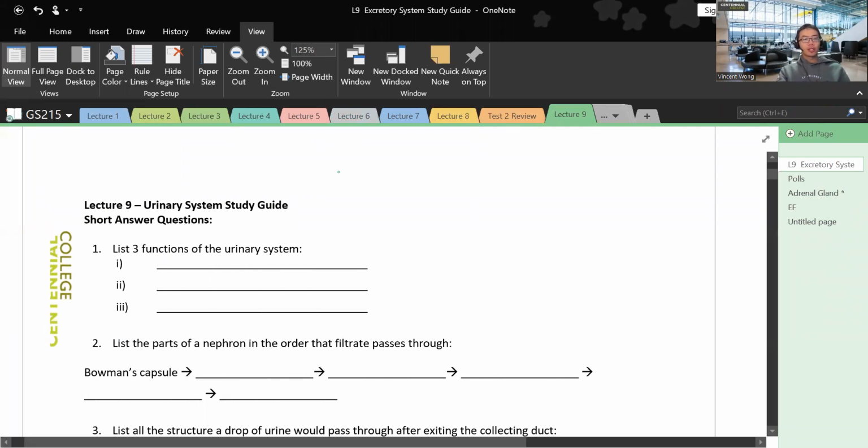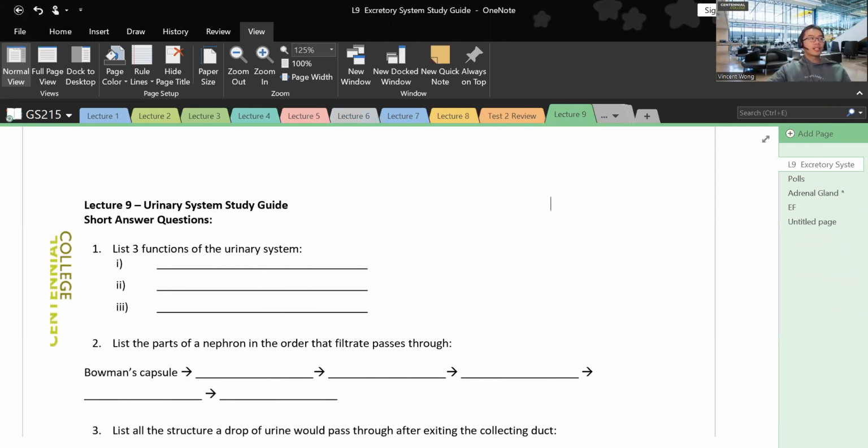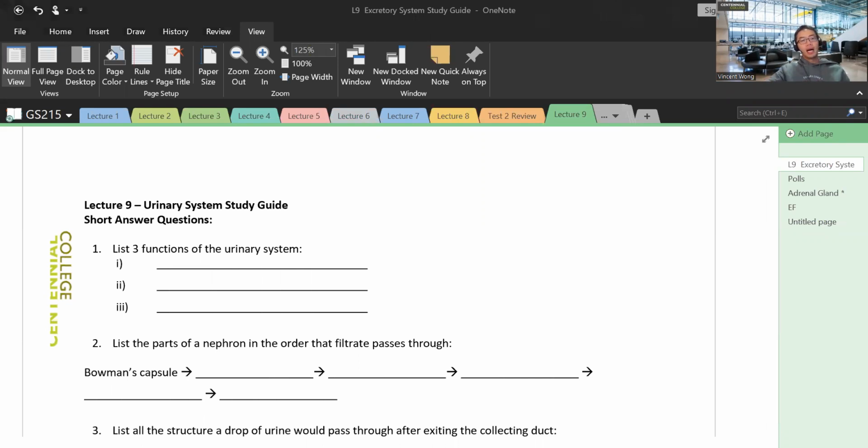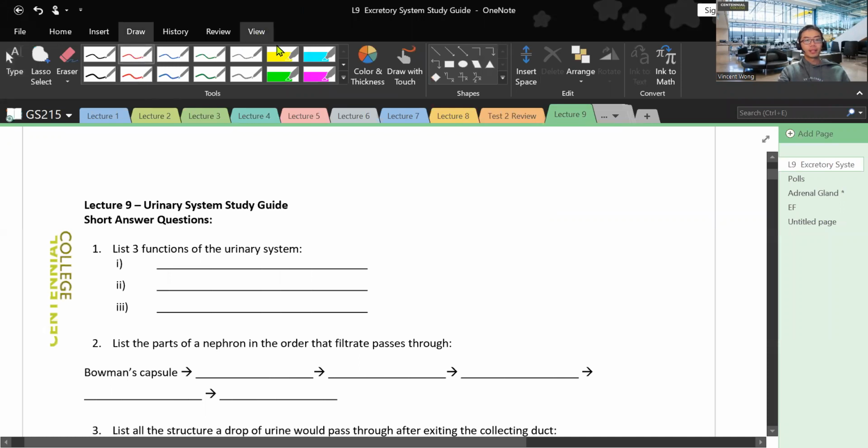List 3 functions of the urinary system. So the urinary system is responsible for excretion. Okay, excretion.